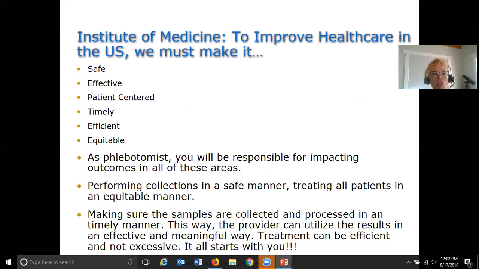We have to be efficient. We can't waste time. We have to keep our trays stocked so they're ready to go for the next person, so we don't lose time when we go out to draw that patient. And healthcare is supposed to be equitable. That means everyone's treated equally and everyone's treated well. So as a phlebotomist, you can impact outcomes in all these areas. So by what you do, you affect what happens to that patient.